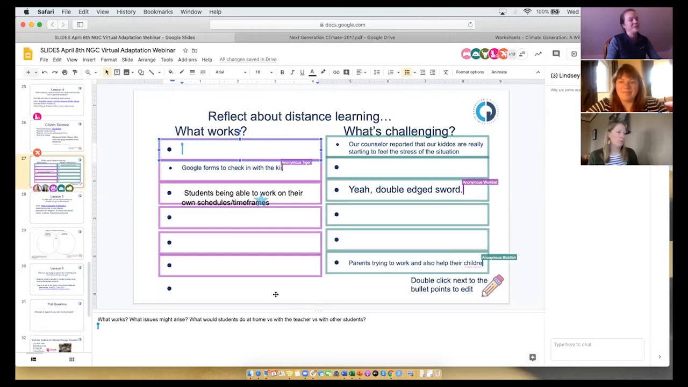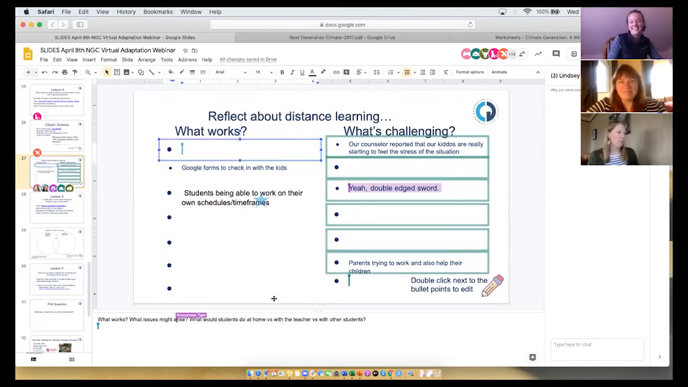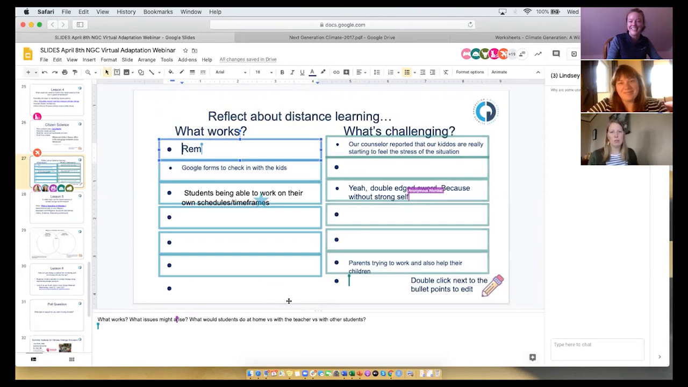Yeah, how it works. Students being able to work on their own schedules or time frames. I sat in on a youth conversation last night, and one of the students talked about how he can choose to do homework on rainy days and go outside on sunny days. And I thought that was so great.